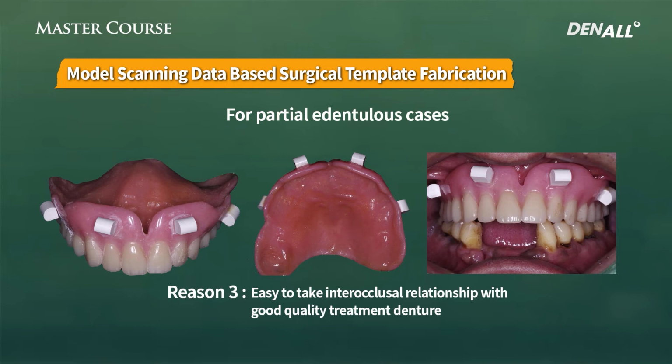So, in summary, the workflow is as follows. After analog impression taking, a good quality treatment denture is fabricated. The patient uses and adjusts to the denture for a couple of months. Radio-opaque markers are attached to the denture, which is scanned with a model scanner to use as surface scan data.